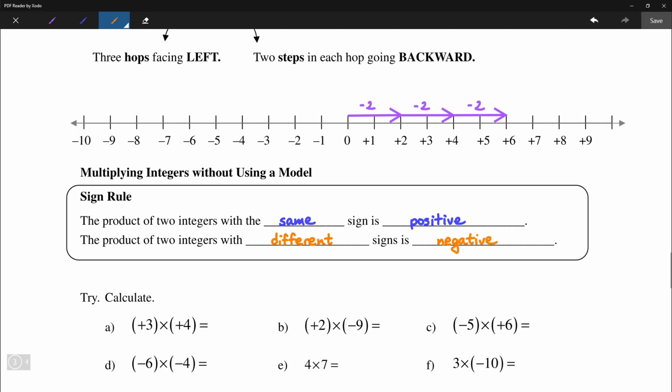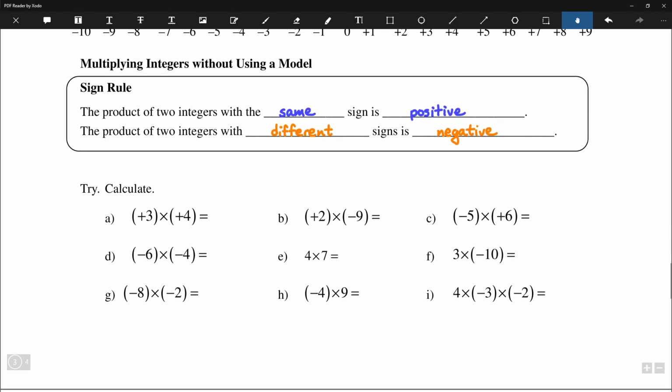Okay. So with that, you can find some products here. First case, +3 times +4. The result will be positive. In this case, 3 times 4 is 12. Next up, +2 times -9. The result will be negative since the two numbers have different signs, so we have -18. Example C, likewise, it will also have a negative product, in this case, -30. Notice that -5 and +6 have different signs.